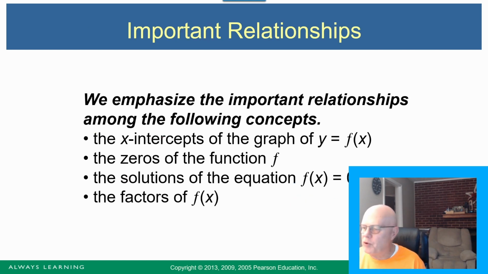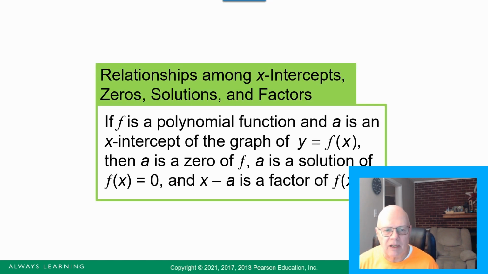So a few things to keep in mind. The x-intercepts are places you want to find. You want the zeros of the function. You want the solutions of the function, the factors. All of these go together. When you're finding the x-intercepts, you're finding the zeros, you're finding solutions, you're finding factors, all at the same time. All four of those are different facets of the same characteristic of the function.